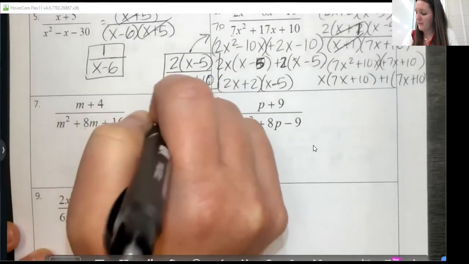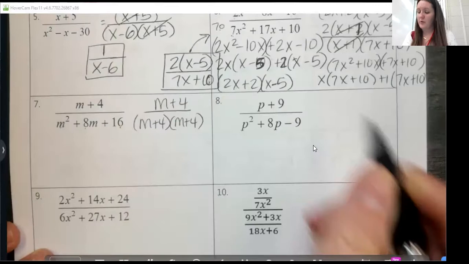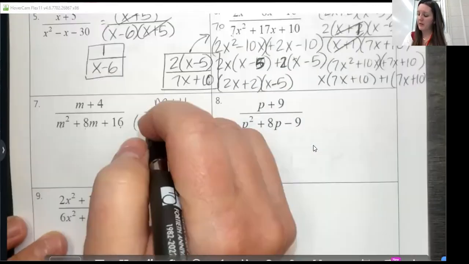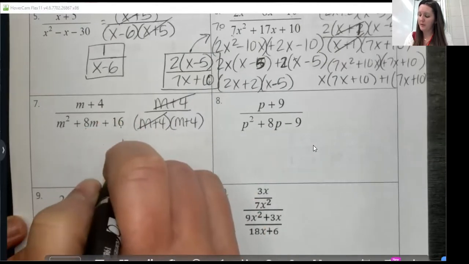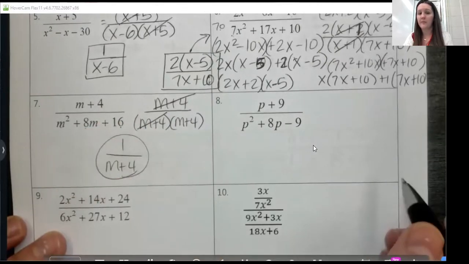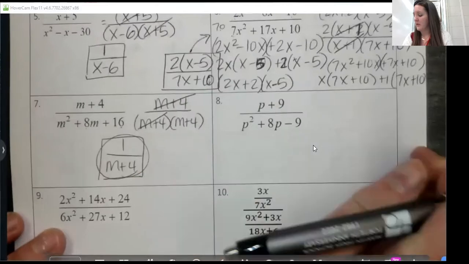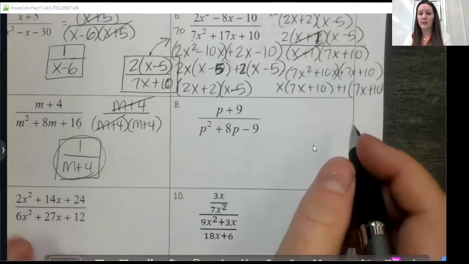How about 4? So I have 2 n plus 4s on the bottom. I can only cancel out one of them. If you have nothing else on the top, it stays a 1. So I have 1 over n plus 4. Go back and forth between boxing and circling.